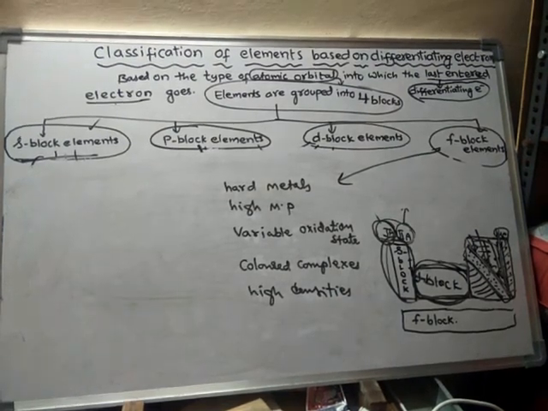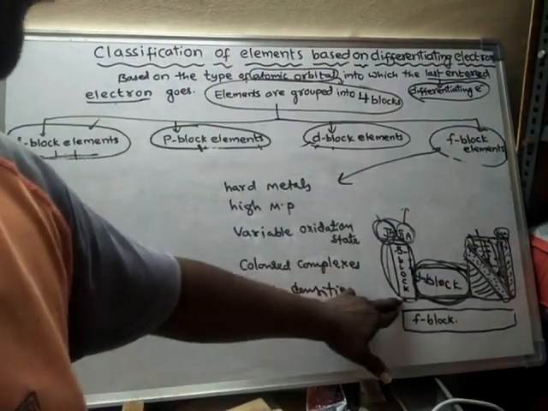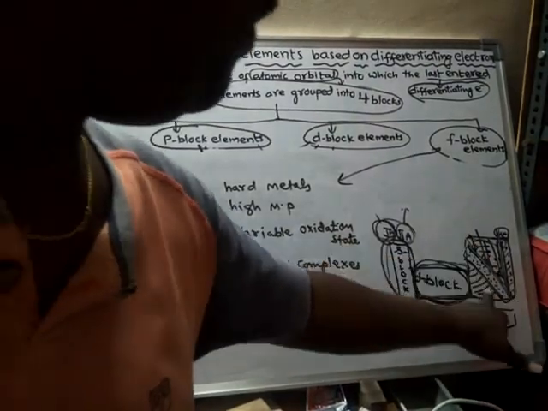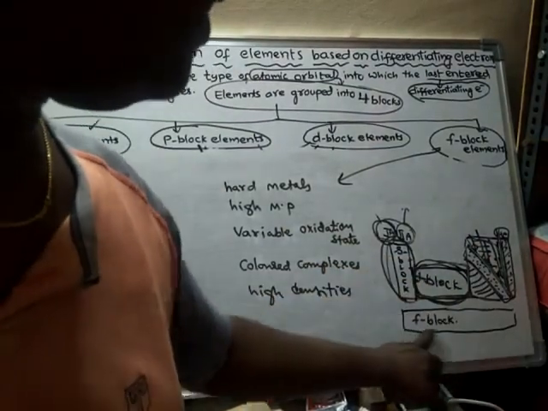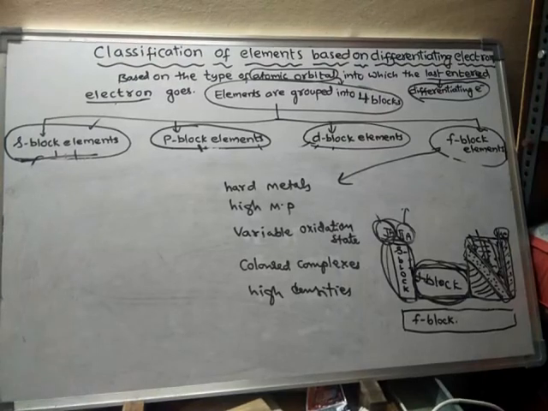Okay, so like this, based on the differentiating electron or else last entered electron, all the elements of the periodic table are classified into 4 blocks: S block elements, P block elements, D block elements, and F block elements. So we will discuss the other points in the next video. Right. This is the classification based on differentiating electron.